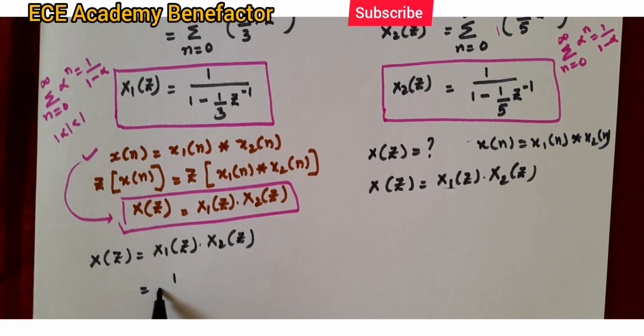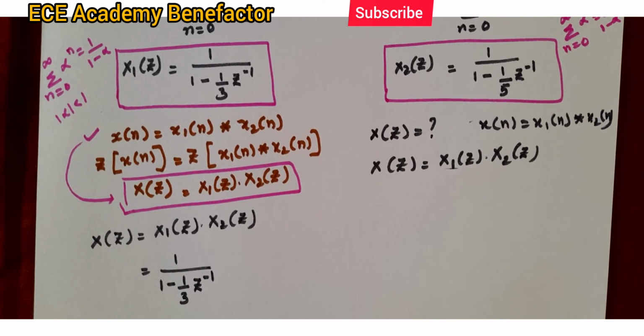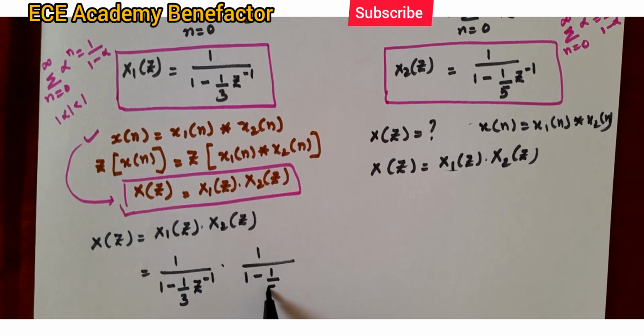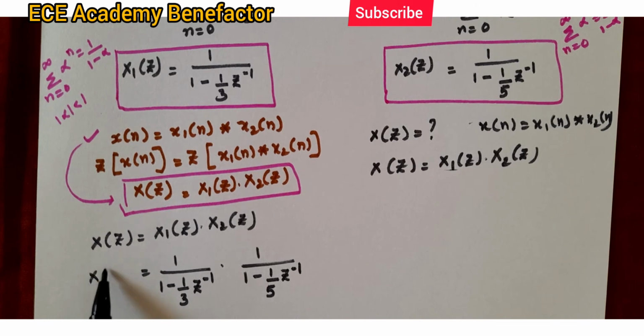X of z is equal to 1 by 1 minus 1 by 3 z to the power of minus 1, dot 1 by 1 minus 1 by 5 z to the power of minus 1. So, this is X of z.